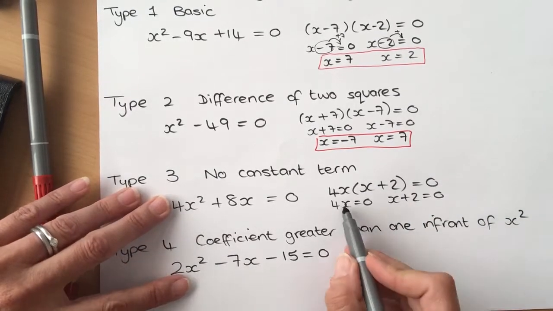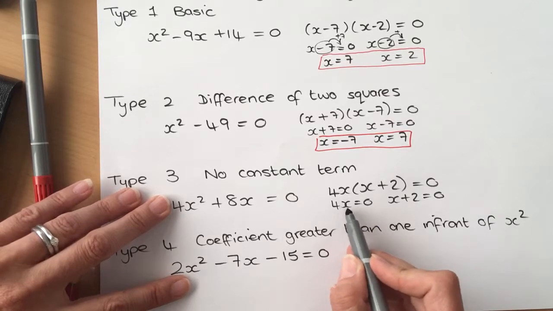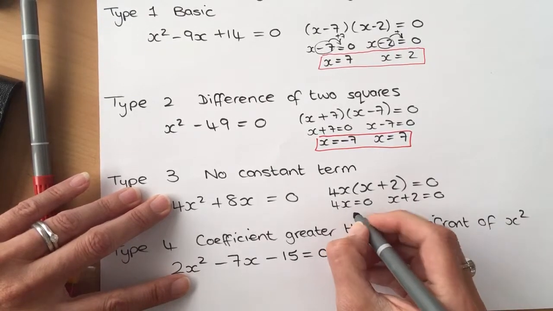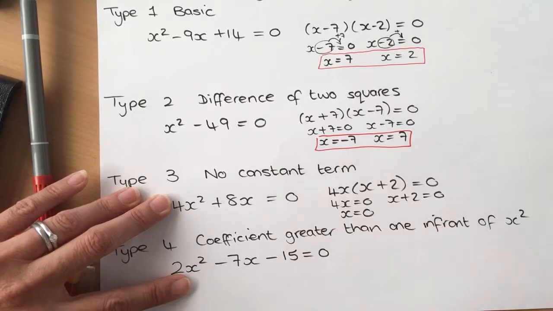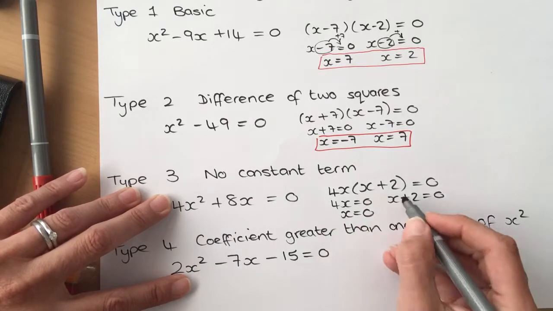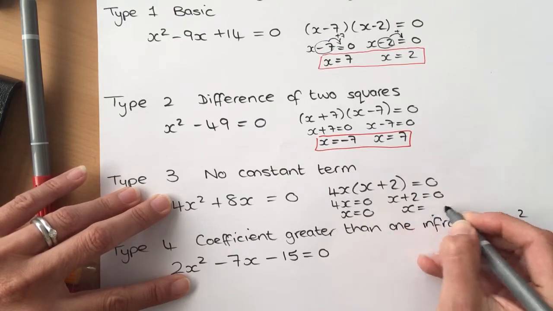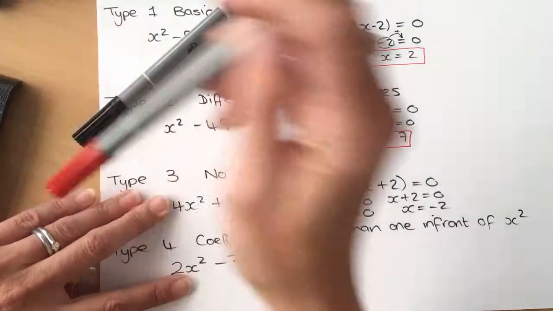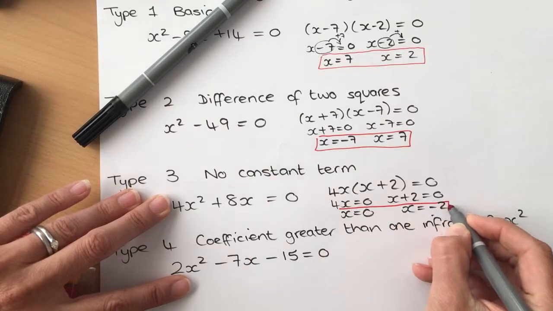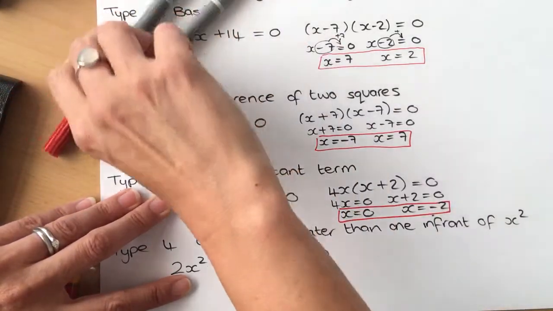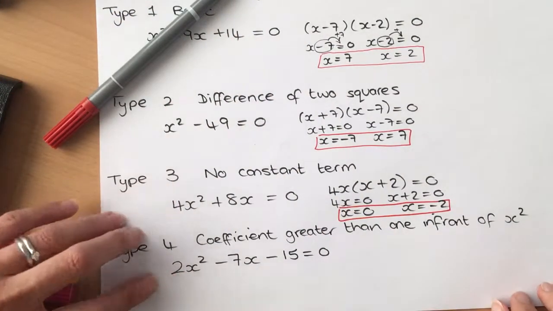Now what pupils don't understand is what needs to be multiplied by 4 to give me 0. Well, the only thing it can be is 0. So that's one of my solutions. With the other one, I move the positive 2 across the equal sign, so my x value is minus 2. So they are my 2 solutions, x equals 0, x equals minus 2.